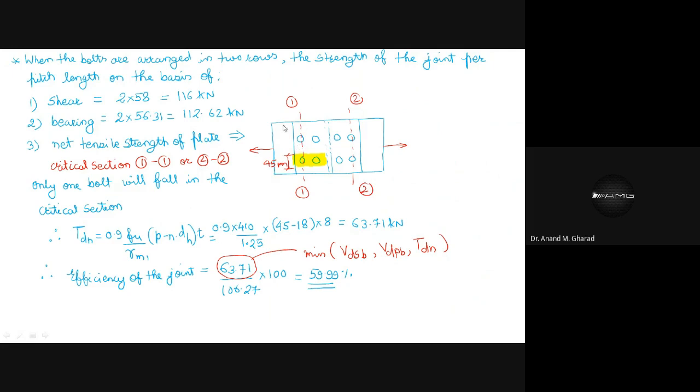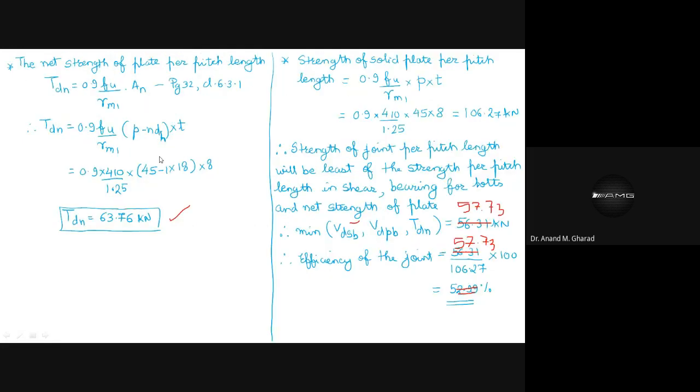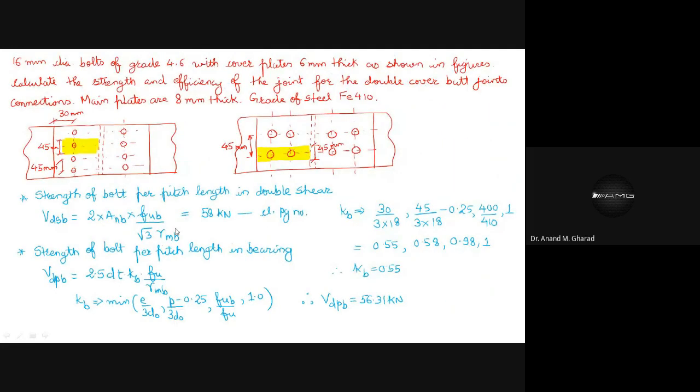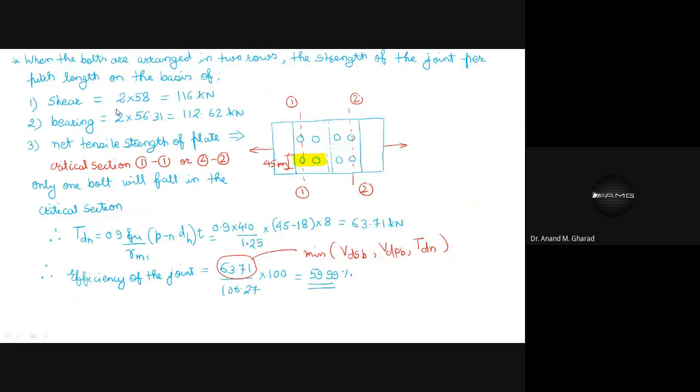For figure number 2, wherein the bolts are arranged in this manner. When the bolts are arranged in 2 rows, the strength of the joint per pitch length on the basis of shear bearing, what will the shear be then? Look, it is double shear. So, in double shear, the value will be twice of what was discussed earlier. Why have we considered double value over here? Can anyone tell?